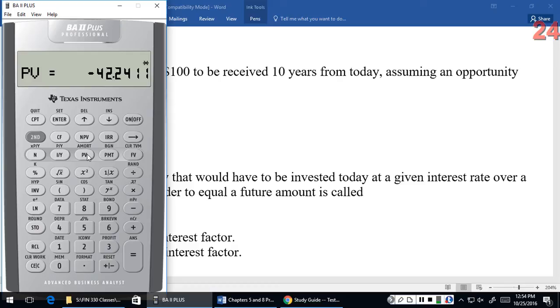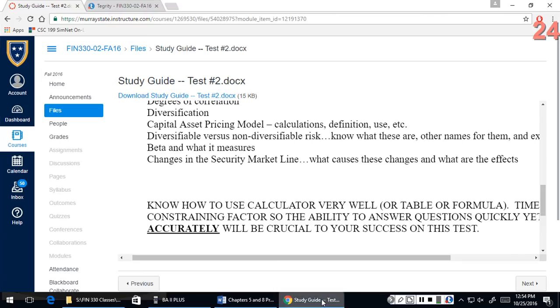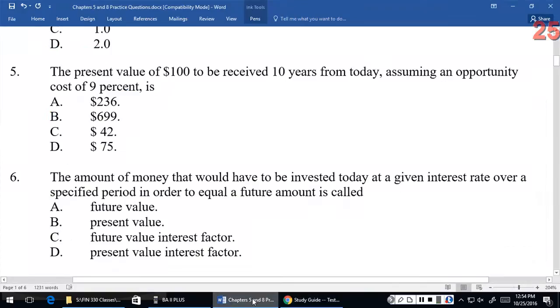Okay, so these were the inputs. Did it work out? Okay. All right. So where am I here? All right.